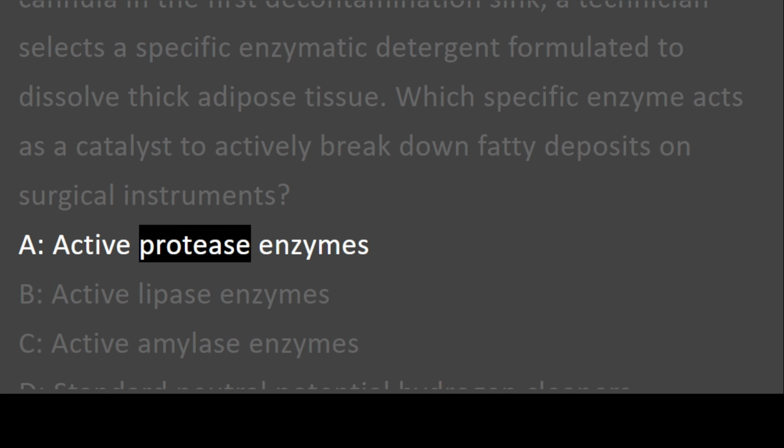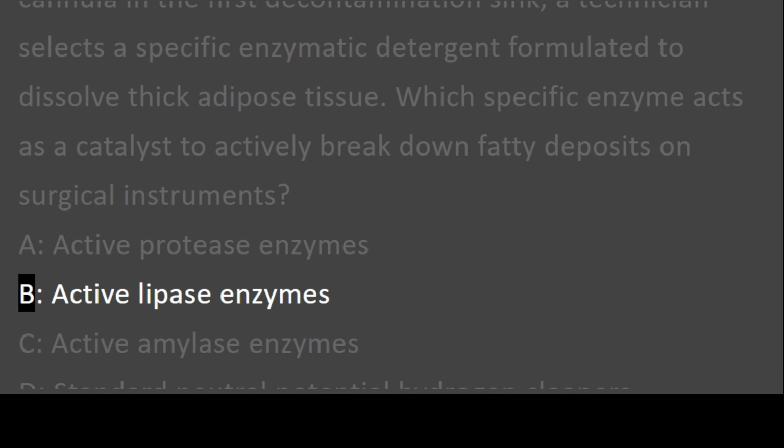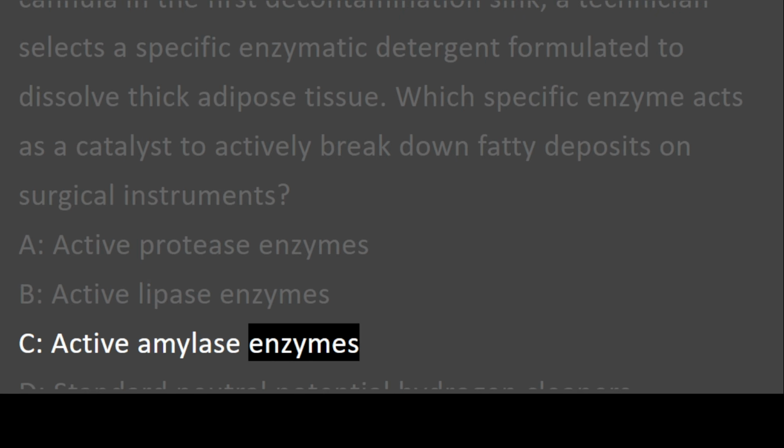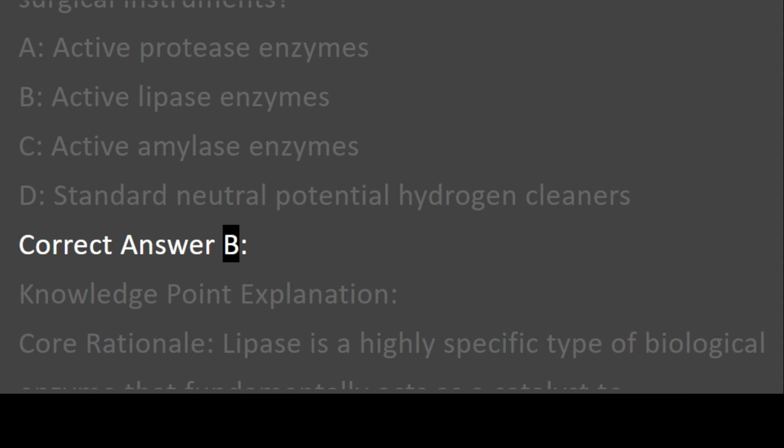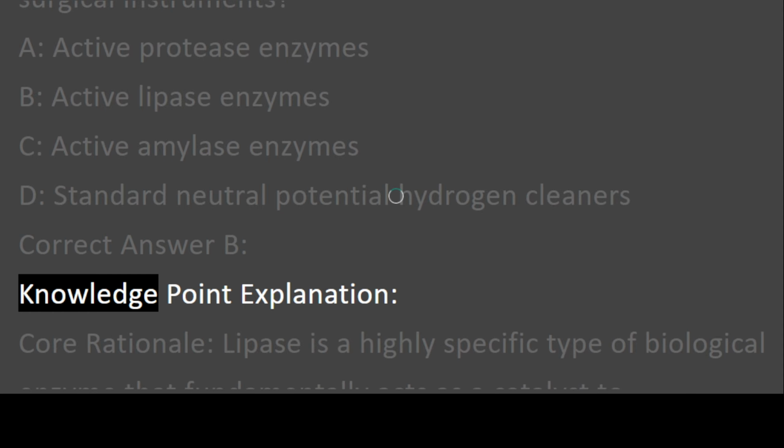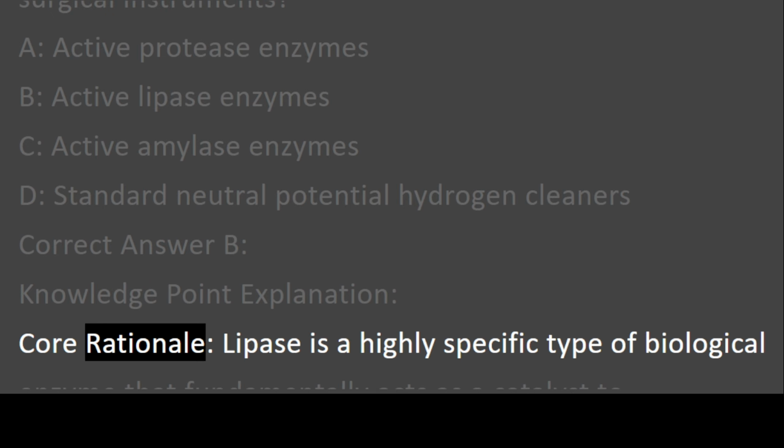A. Active protease enzymes. B. Active lipase enzymes. C. Active amylase enzymes. D. Standard neutral potential hydrogen cleaners. Correct answer B. Knowledge point explanation. Core rationale.